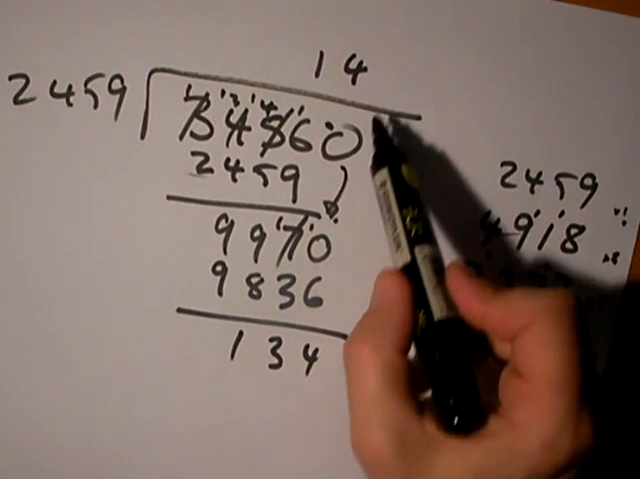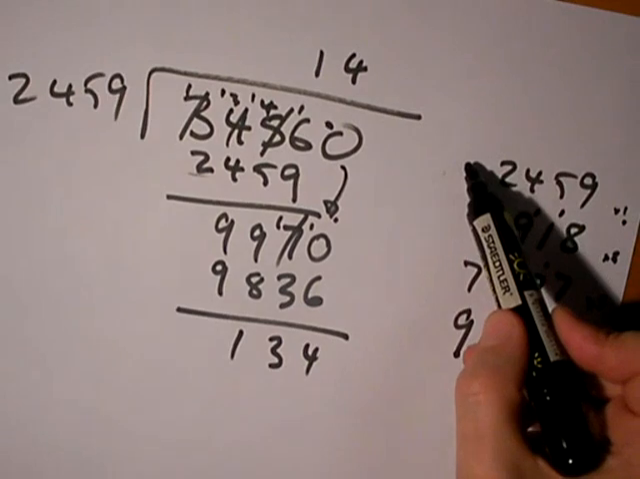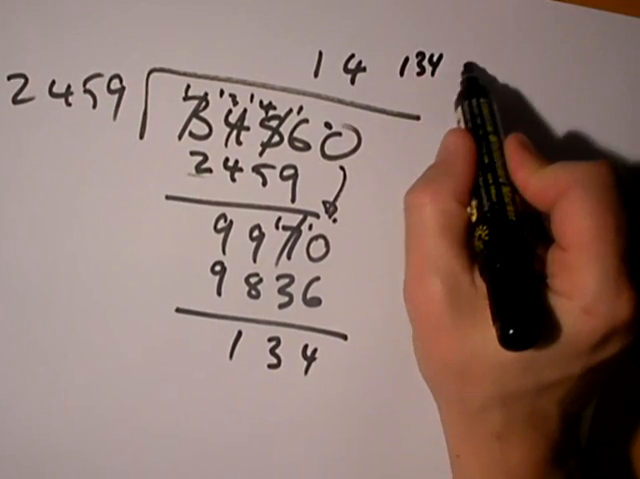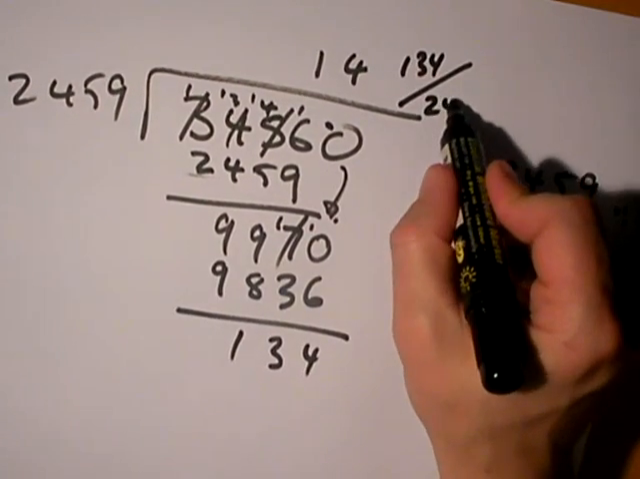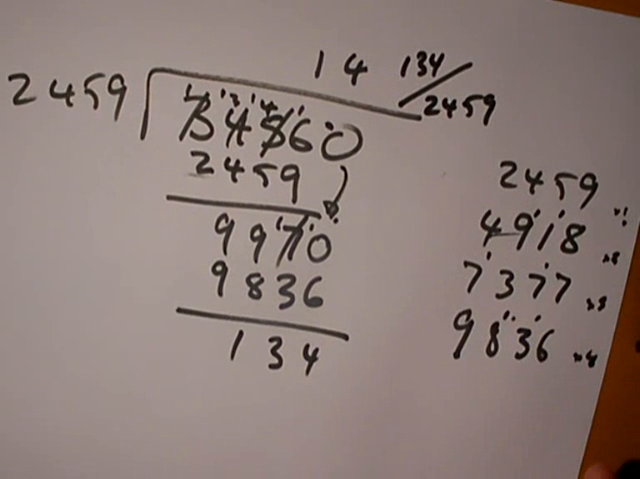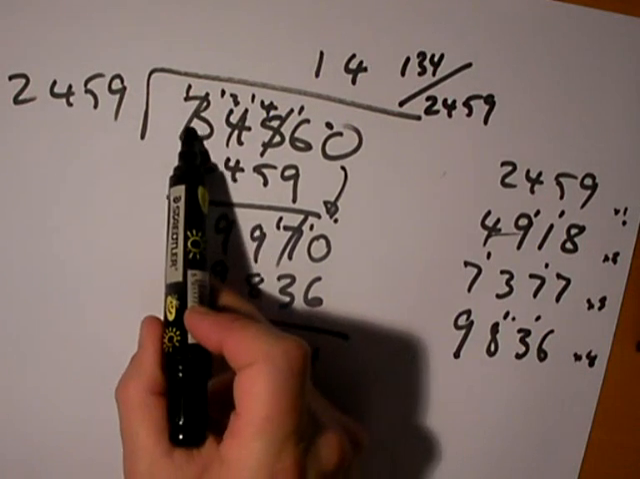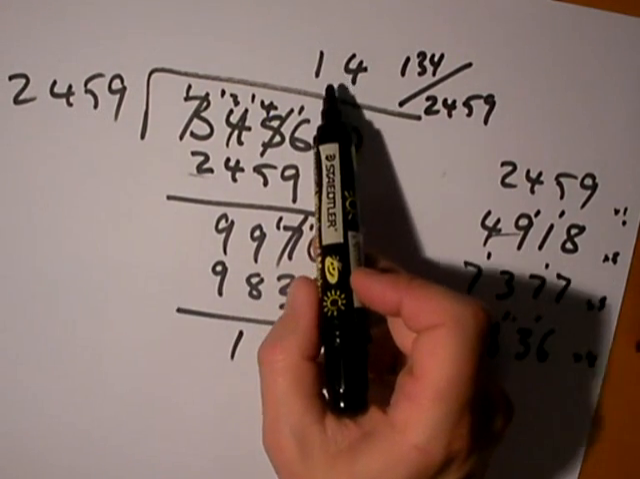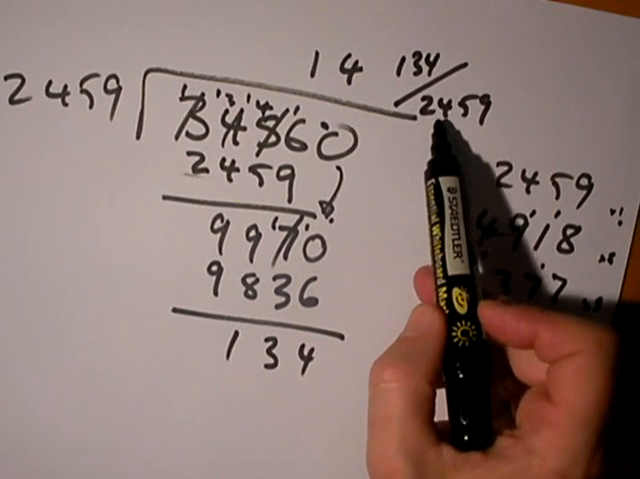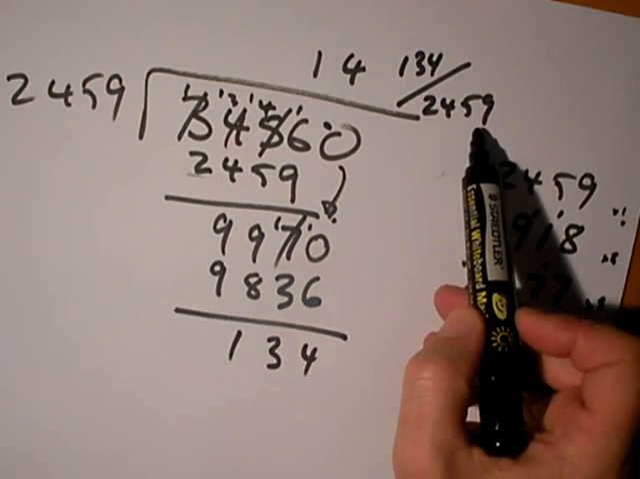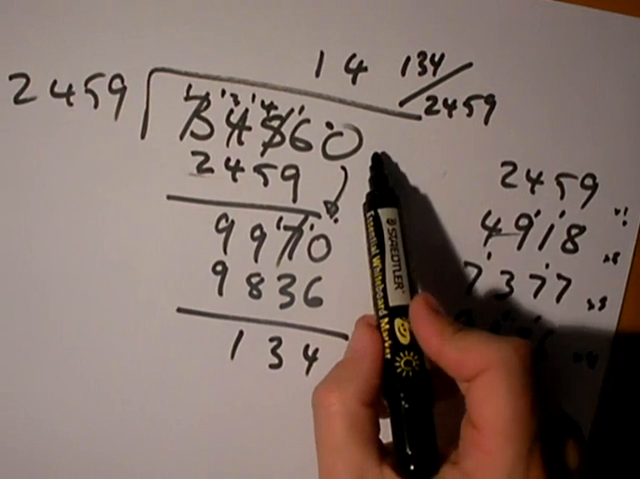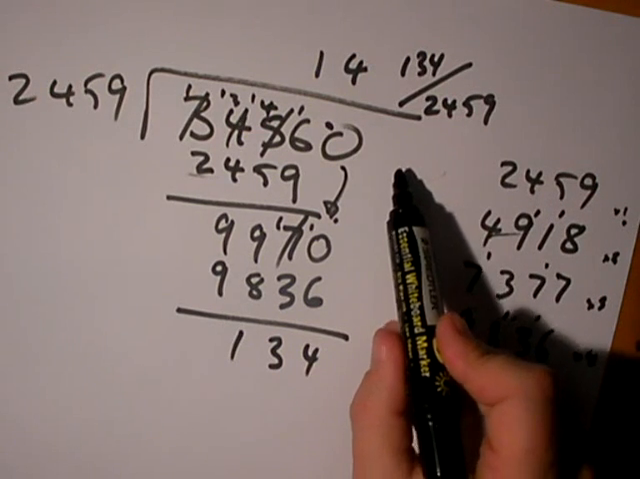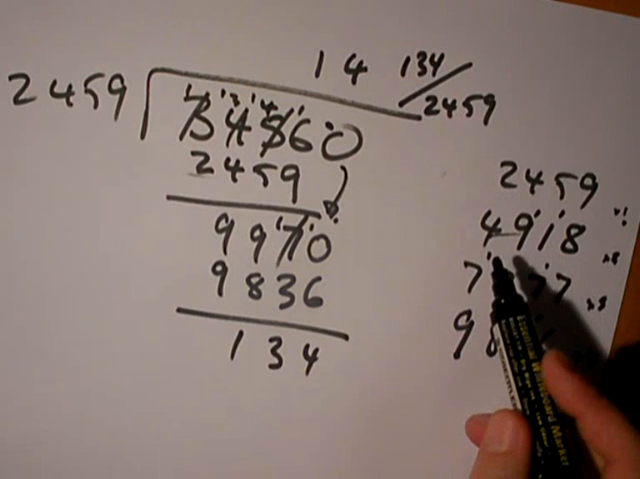I could carry on dividing into the decimals and put my decimal points, or I could leave my remainder as a fraction out of 2459. So actually, technically, the answer to 34560 divided by 2459 is 14 times and 134 2459ths, if you want to be precise. You could have carried on with the decimals. It's harder than anybody would be expected to do at GCSE level, and that's really what I'm aiming at.